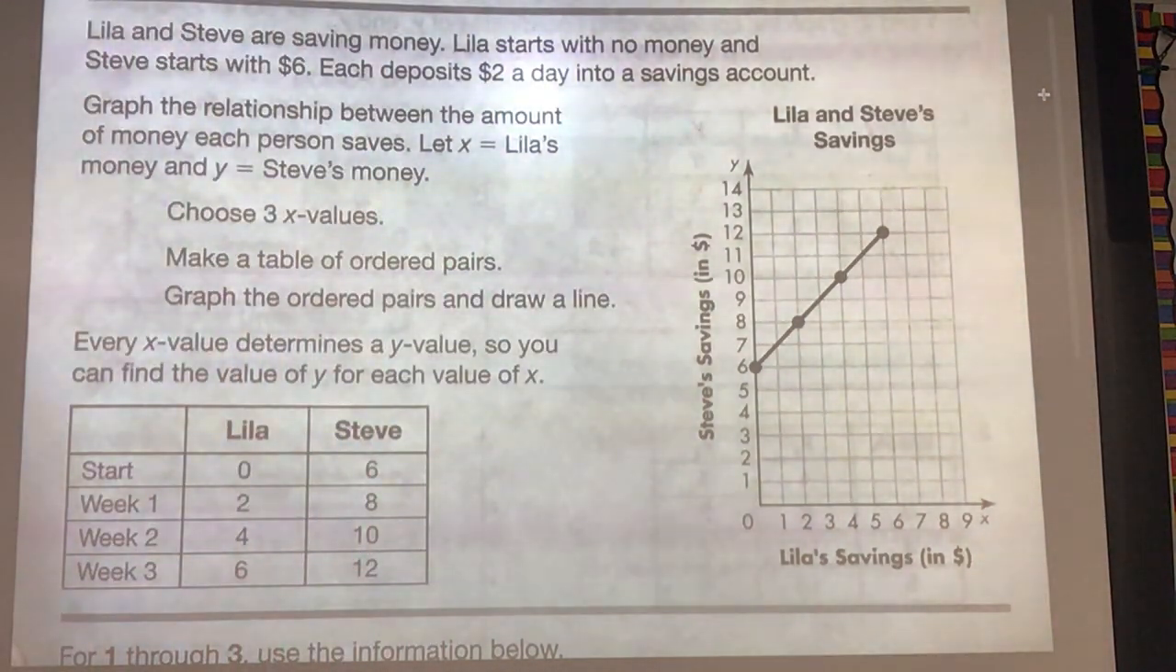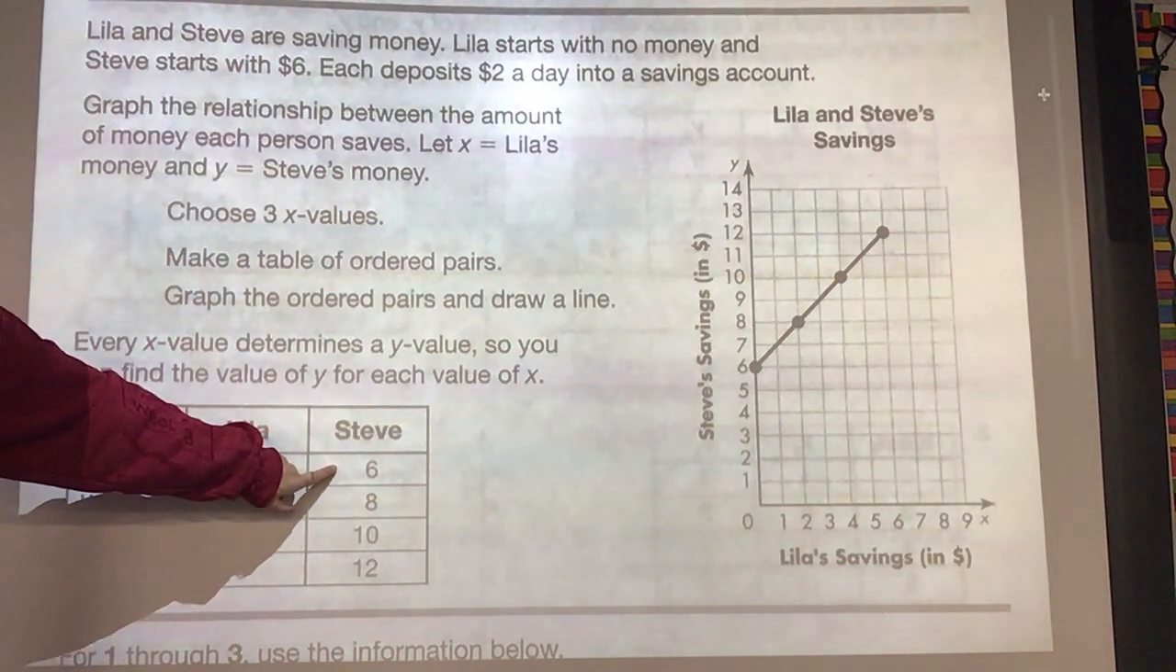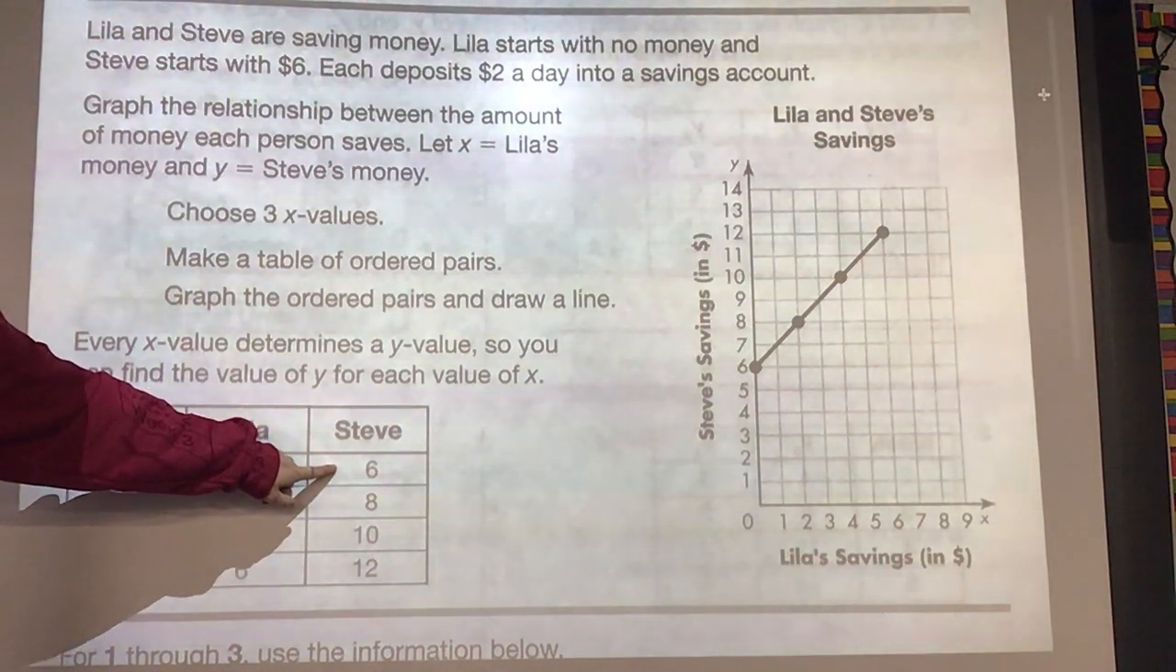They're going to choose 3 x values and make that into a table. All right, so you can see here, if Lila starts at 0, Steve starts at 6, how much do they save a day to put into the savings account?